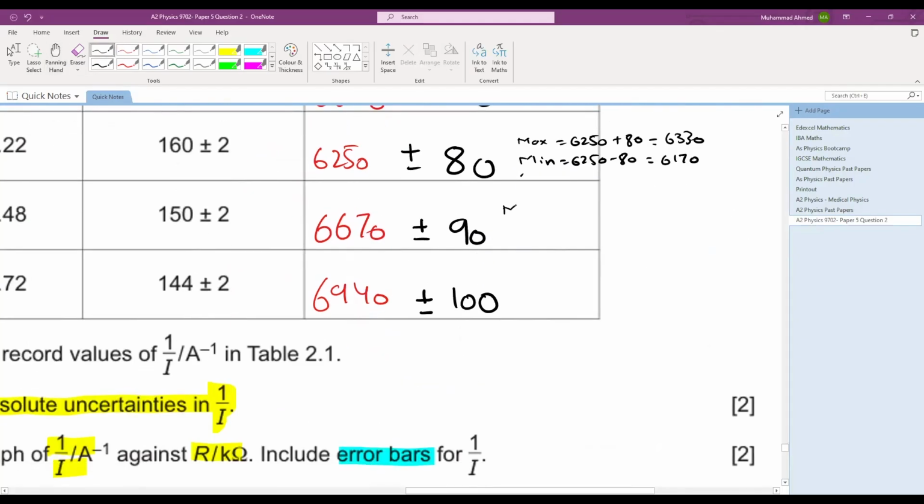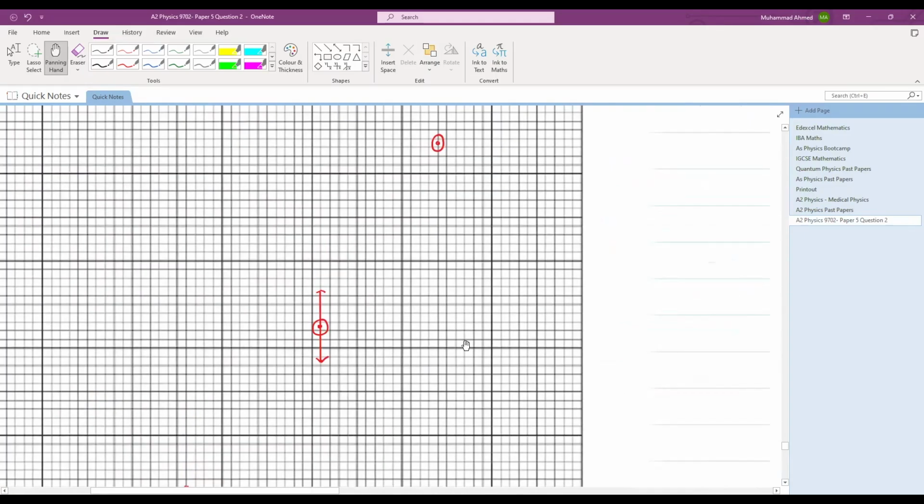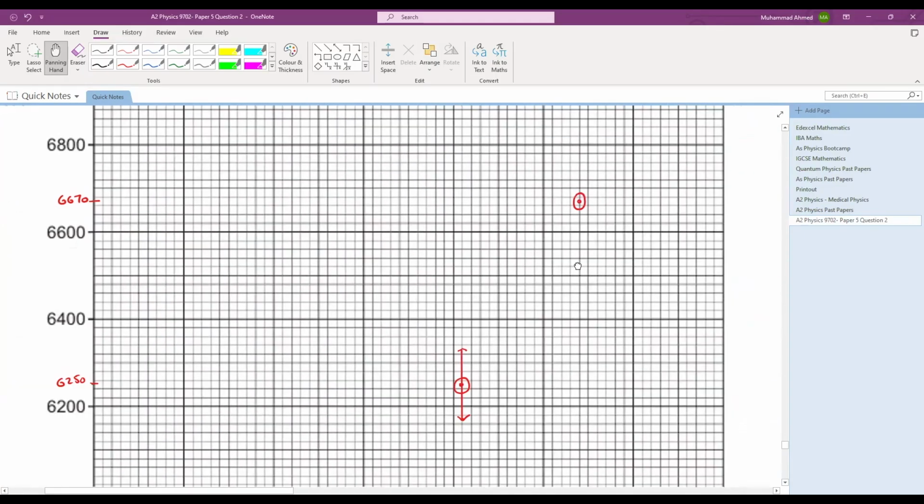The maximum value here is 6670 plus 90. This will come out to be what? 6670 plus 90 is 6760. What will be your minimum value? Your minimum value will be 6670 minus 90. What will this be equal to? 6670 minus 90 will be equal to 6580. Perfect. So 6580 is your minimum value.